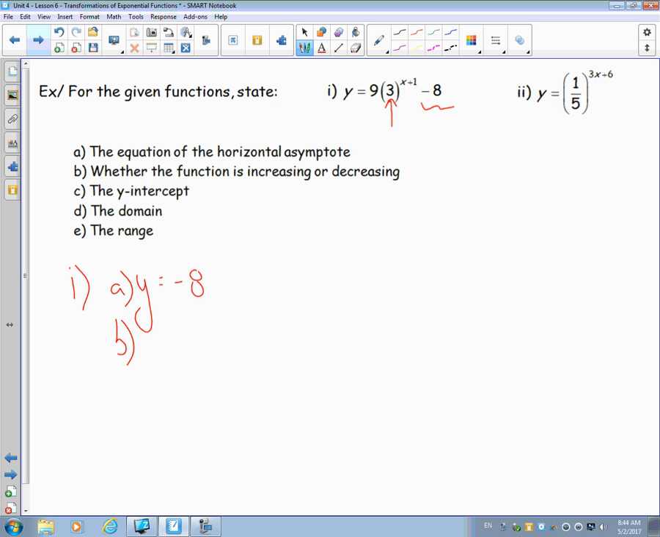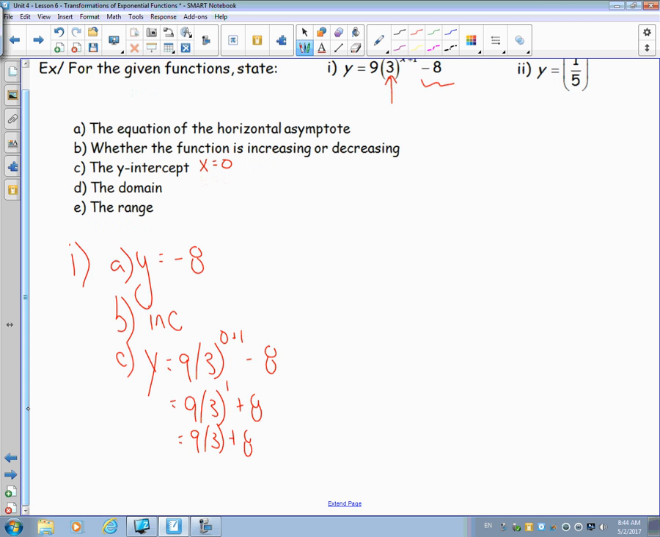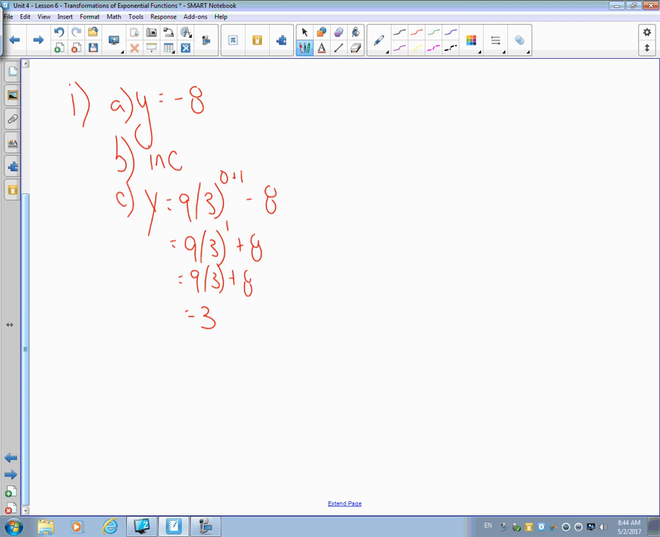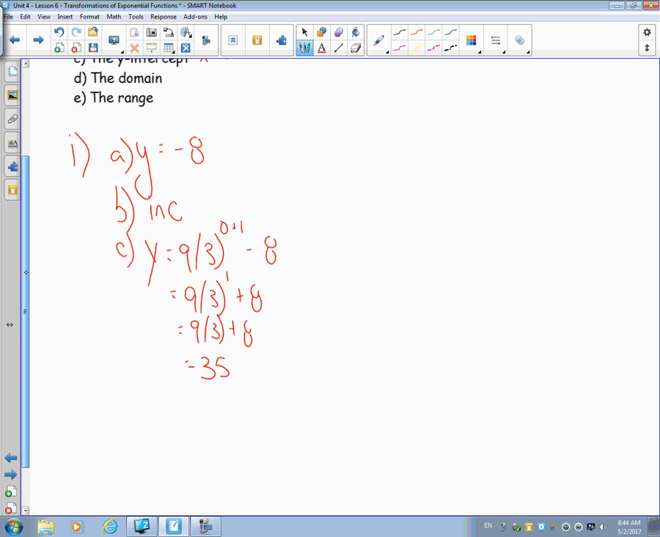Okay, part B, is this increasing or decreasing? That's from my base, what the exponent is on. That's bigger than 1, so this is an increasing function. The y-intercept. To find the y-intercept, we make x equals 0 and see what happens. So 9 times 3 to the 0 plus 1 minus 8. Well, that's going to give me 9 times 3 to the 1 minus 8, which is just like 9 times 3 minus 8, which is 27 minus 8. In other words, 19 is my y-intercept.